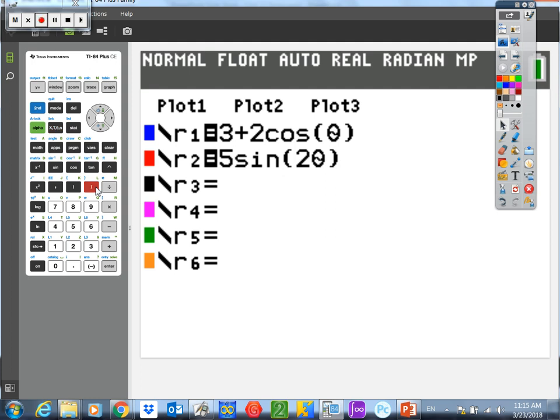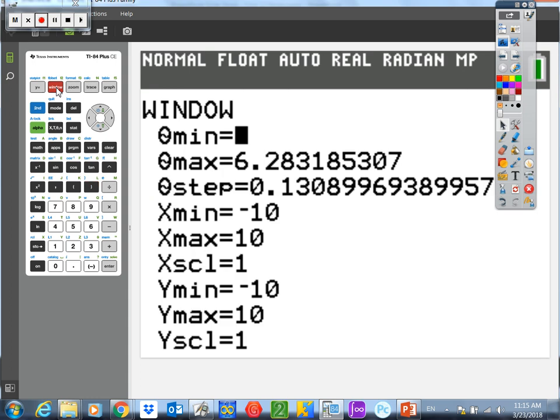I'm going to look at my window and see what's going on. I have starting at 0 and going to 2 pi. That's probably going to be fine for these two equations. If you get a more complex polar equation, you might want to pay attention to how far to go. Our step is just the default step. You probably should just leave it alone. It tells your calculator how many points to plot. And we'll just stay with the standard window.